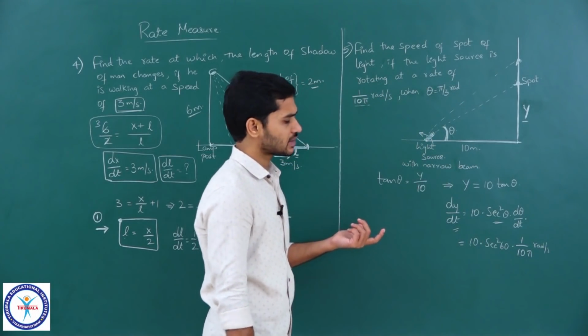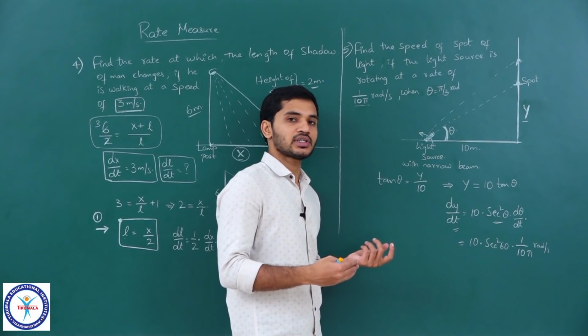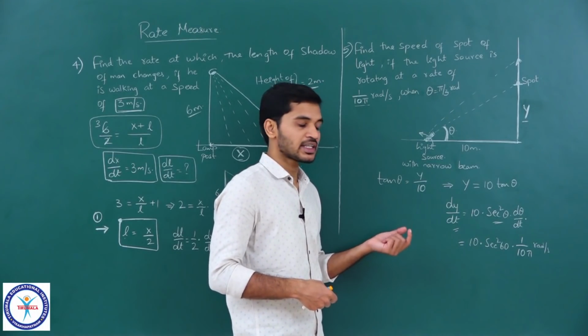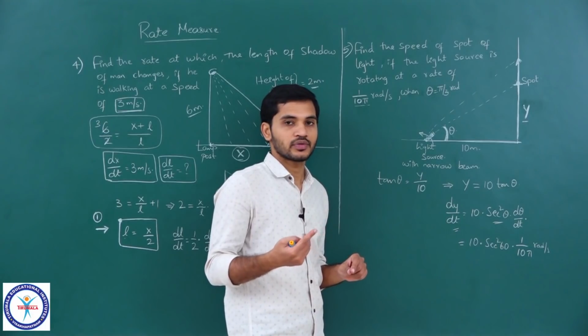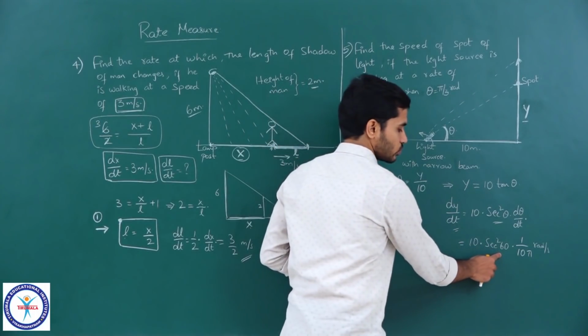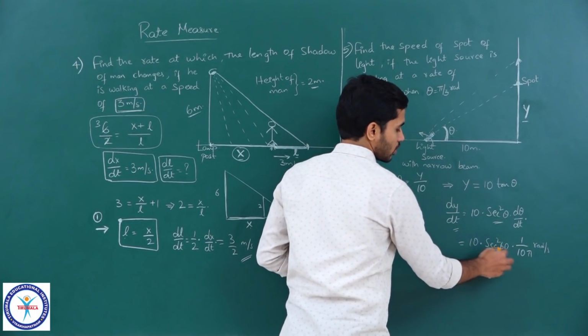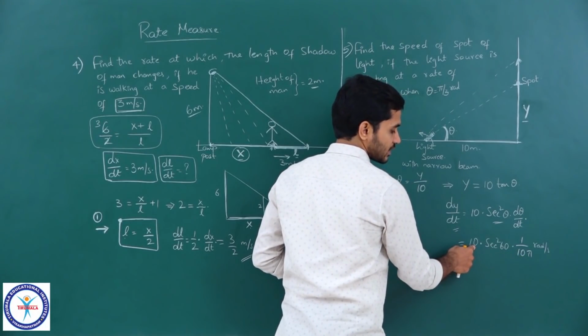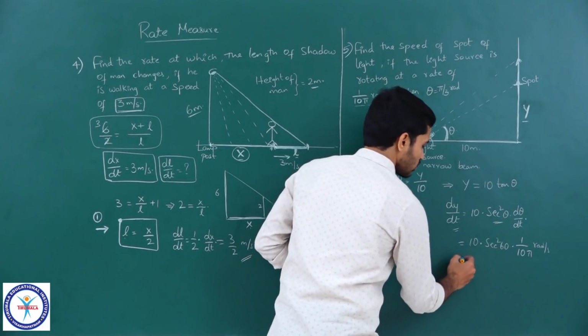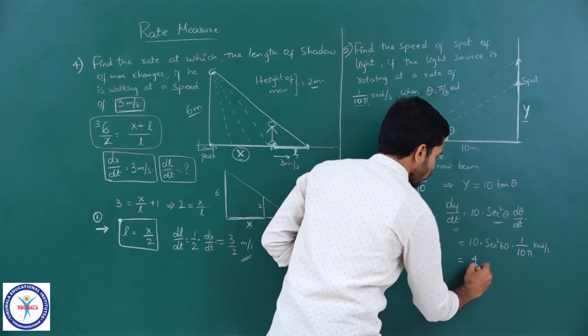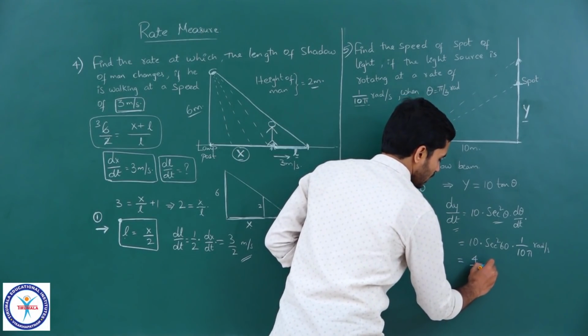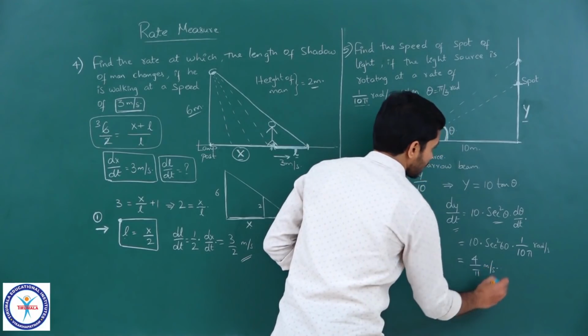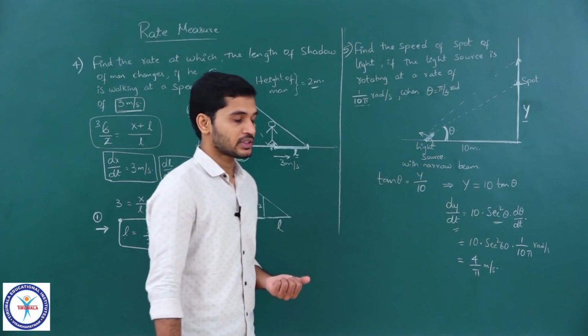So what is secant 60? Cos 60 is 1 by 2, which means secant 60 is the inverse of that, which is 2. So this is 2, so 2 square will be 4. The 10 and 10 already got cancelled, so we have 4 here. So the final answer will be 4 by pi meters per second. So that should be the answer, students.